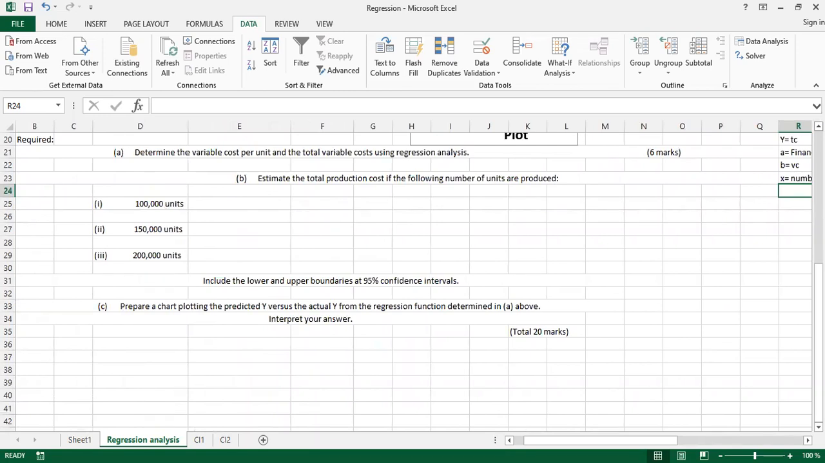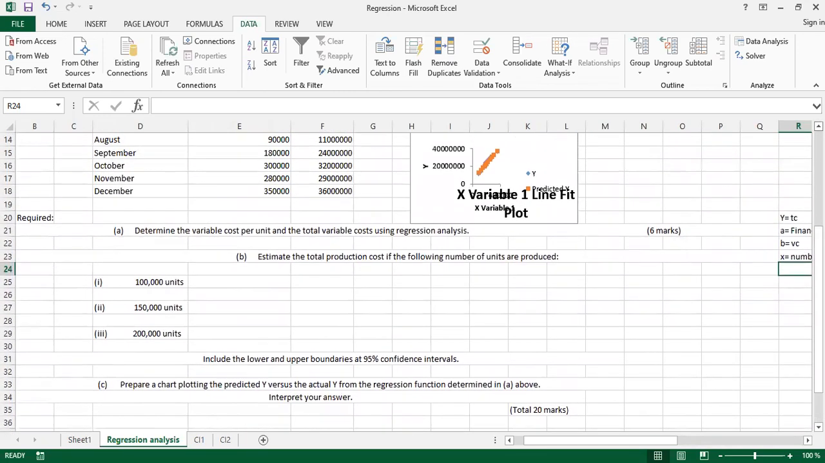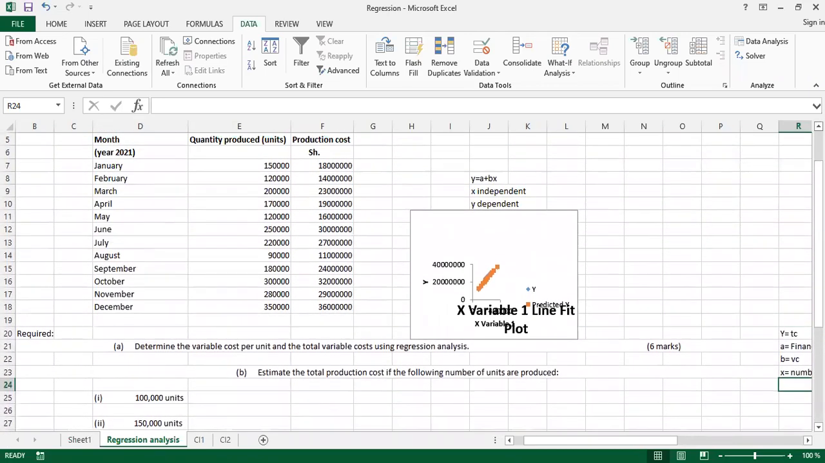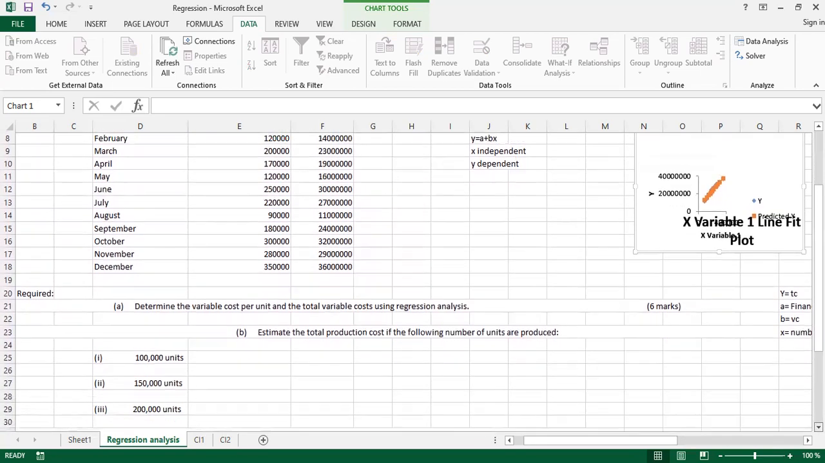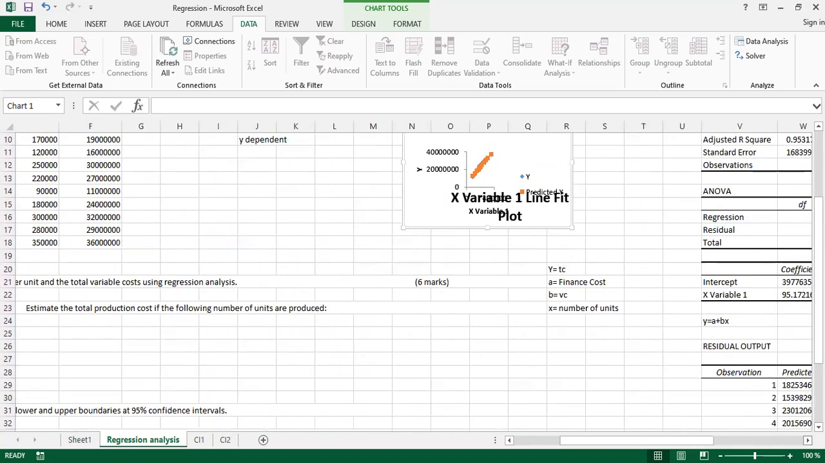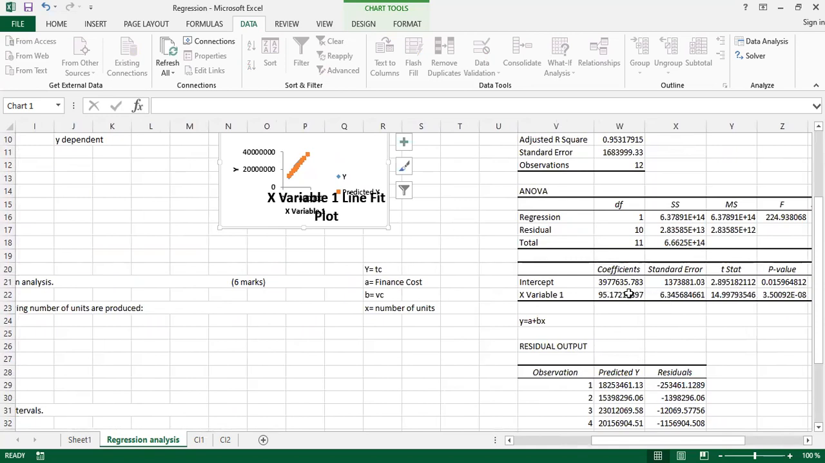Okay, so the first question is to determine the variable cost per unit and the total variable cost using regression analysis. We have already done the regression analysis. So we are looking for the variable cost, and y equals a plus bx. So b is our variable cost, a is our fixed cost, and y is our total cost. We identified where they are. This one is our variable cost per unit.